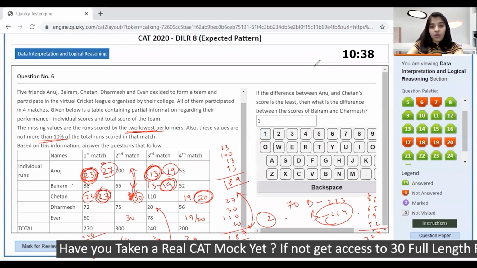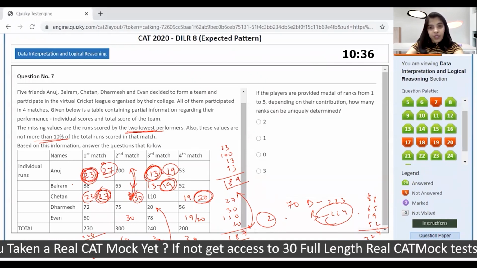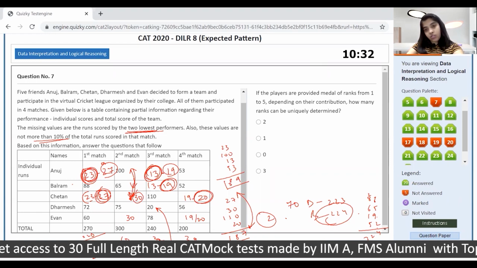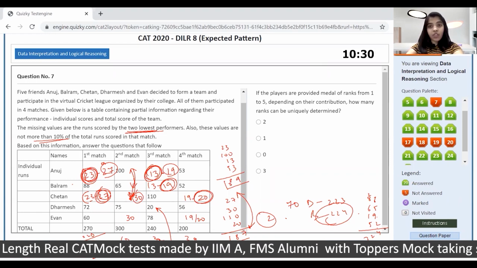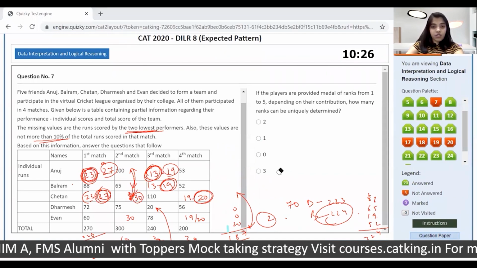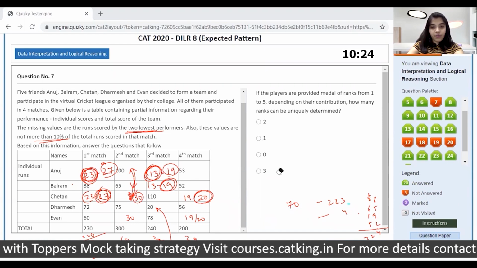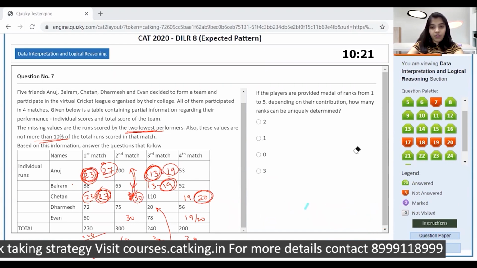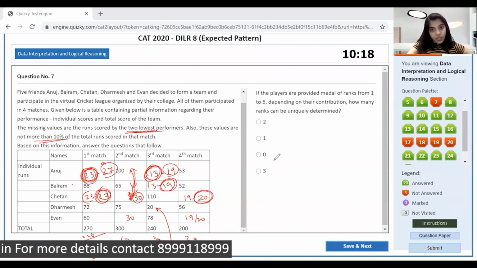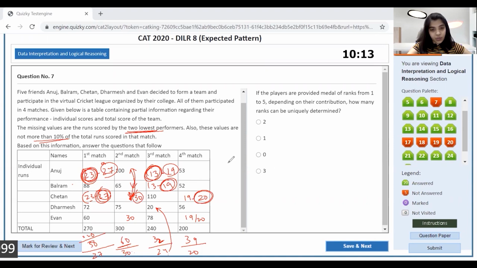The difference is 1 score. If the 5 players are provided medals of ranks from 1 to 5, depending on their contribution, how many ranks can be uniquely determined? Fine. Let's erase this part. So they're asking, depending on the contribution, how many ranks can be uniquely determined?